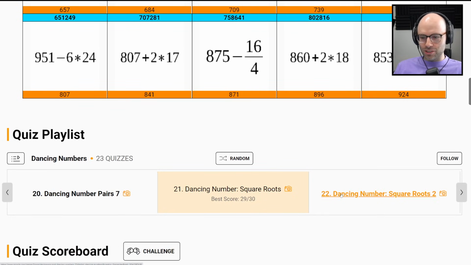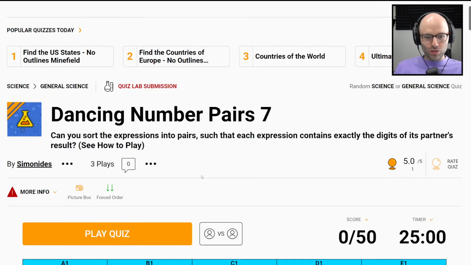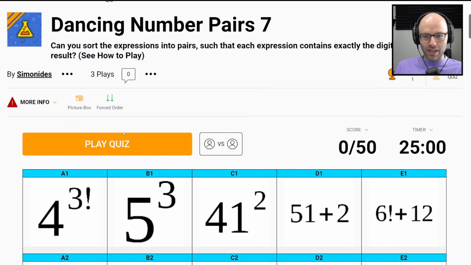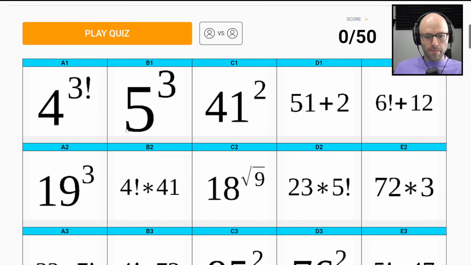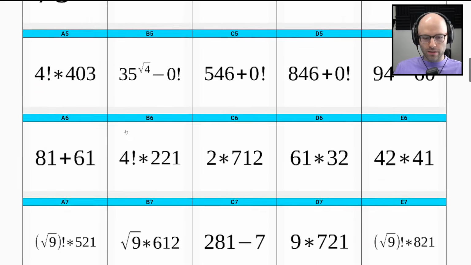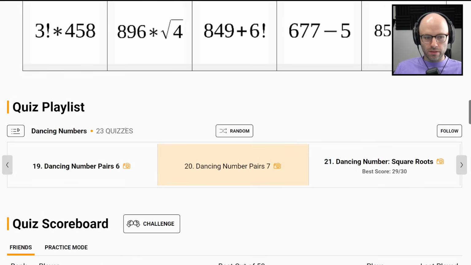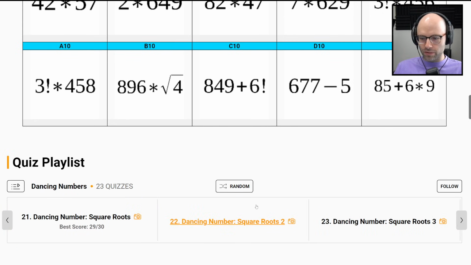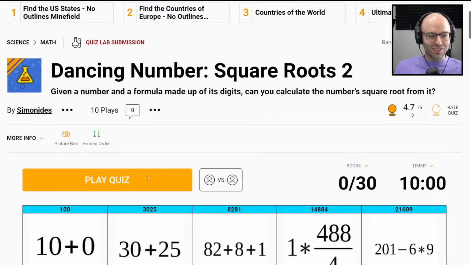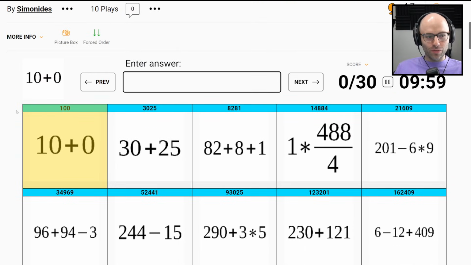How about dancing number square roots 2? Oh, what about dancing number pairs 7? Can you sort the expressions into pairs such that each expression contains exactly the digits of its partner's result? No, I don't understand. I don't really get it, honestly. I know they say go to how to play. I don't really get it. Let's go to square roots 2. We could do it. We can get it perfect.